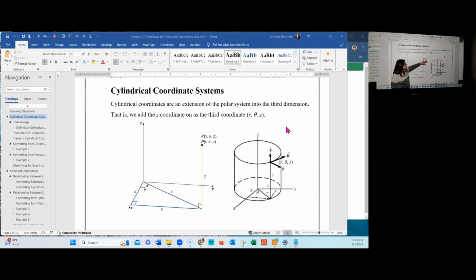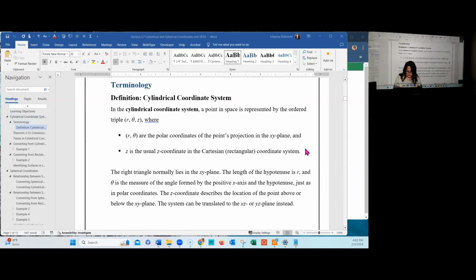This gives us the coordinates r, theta, z. When we're looking at it, this is a representation of three-dimensional space, but in terms of things that are well described by cylindrical shapes, or that move along cylindrical shapes. The definition then is the ordered pair r theta being the polar coordinates of the point's projection into the xy plane, and z is just the normal, usual rectangular coordinate system z coordinate.